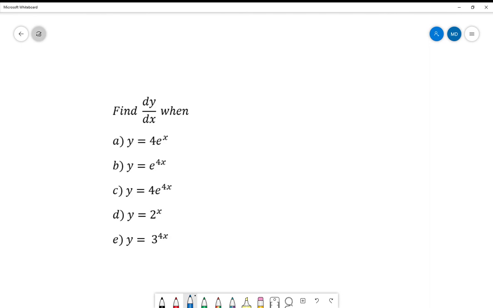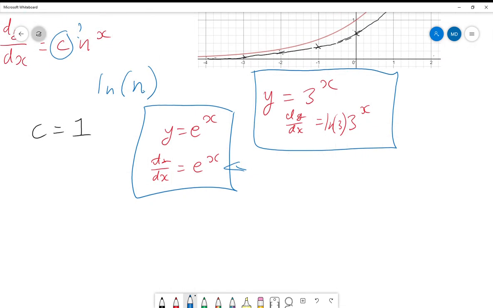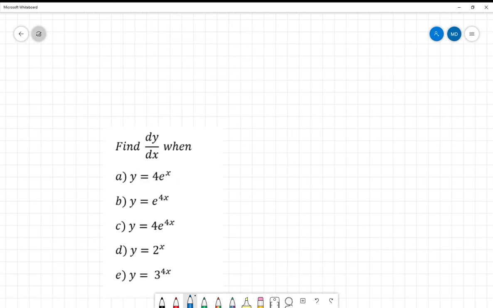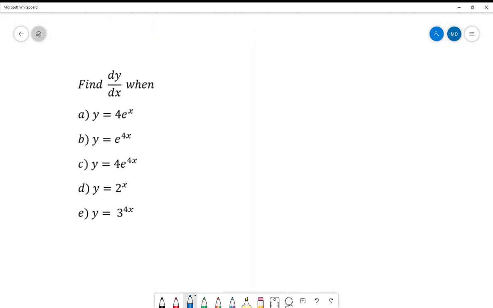So let's look at those. Make sure you've got those rules memorized and understood. Let's look at these. So y equals 4e to the x. Well, as before, this is just 4 times e to the x. E to the x differentiates to itself, so it's just 4e to the x.